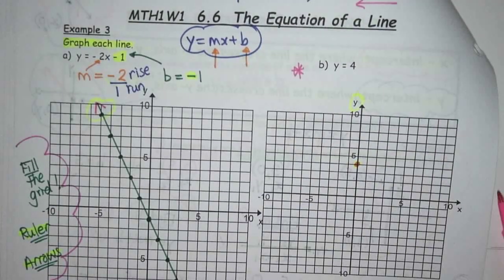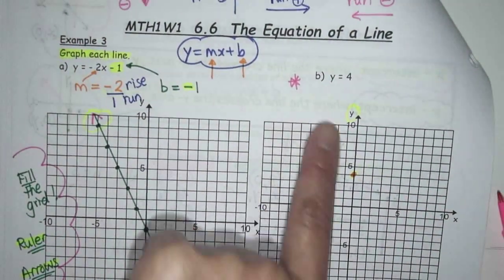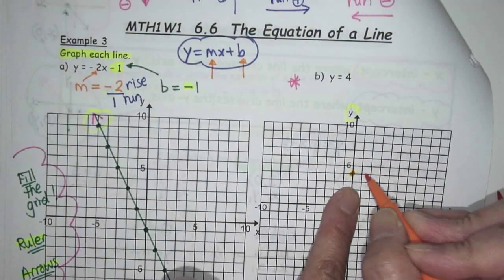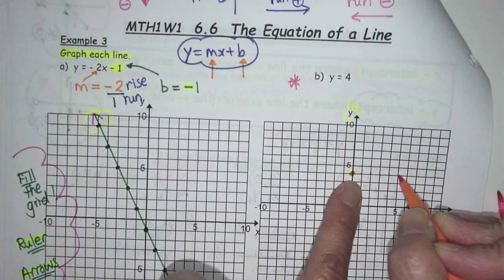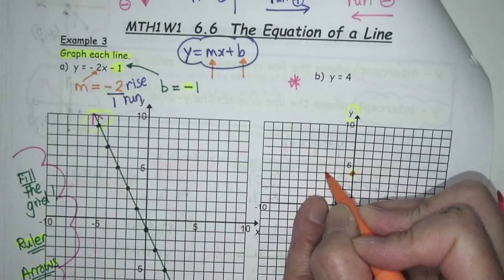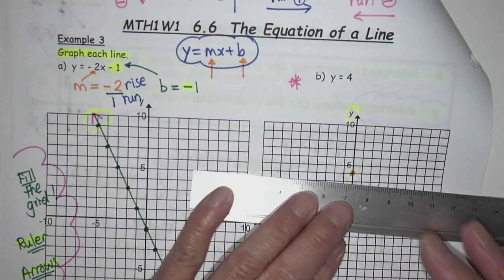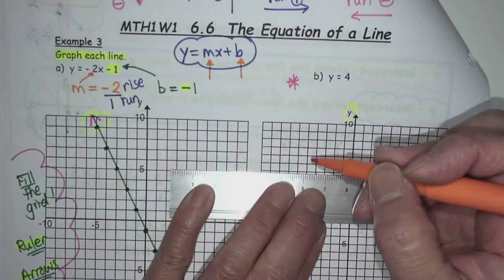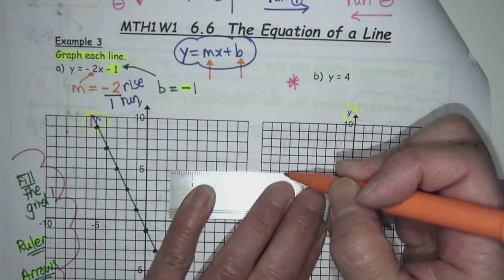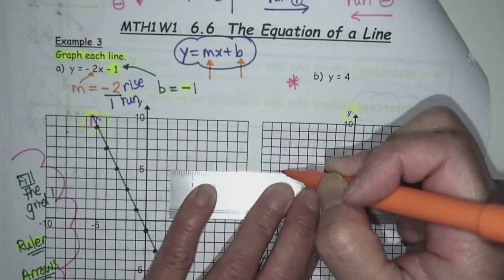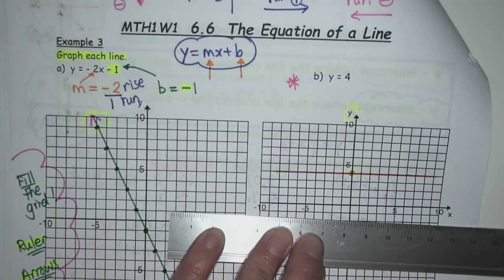Y is 4. That's all we know about the line, is that y is 4 forever. So that means y is 4 across the entire grid. Y is 4 across the whole grid. Y, 4, 4, 4, 4, 4, across this one. So that means it's going to be a horizontal line. So then you're going to draw with a ruler, and make it a little bit thicker so we can see your line.